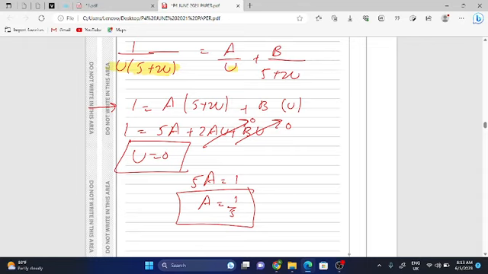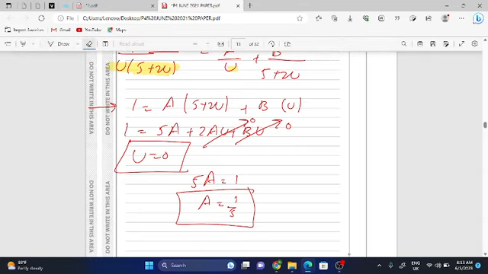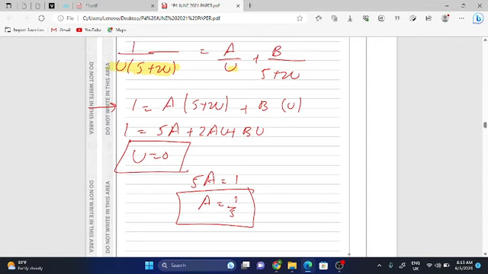Now you have to compare the powers for constants over here because there is no other method to find the value.